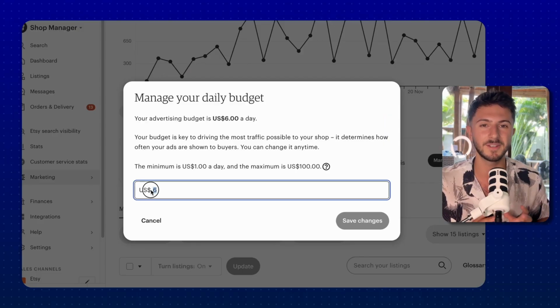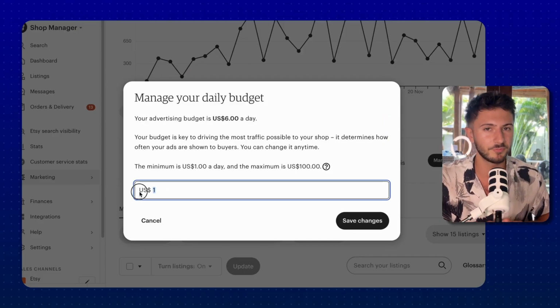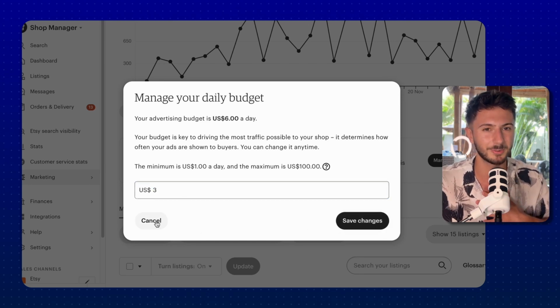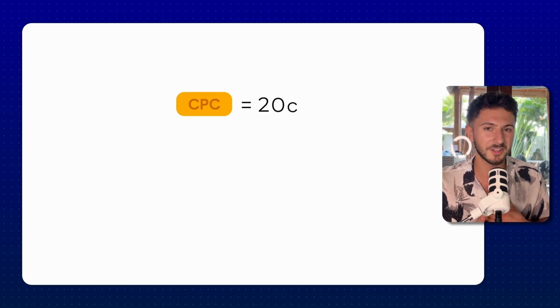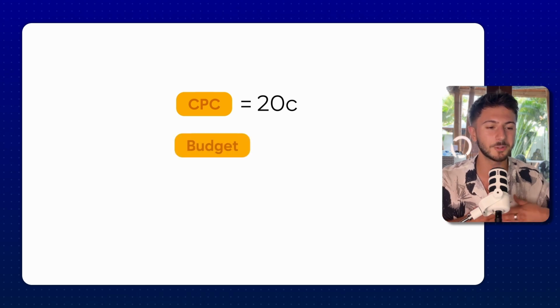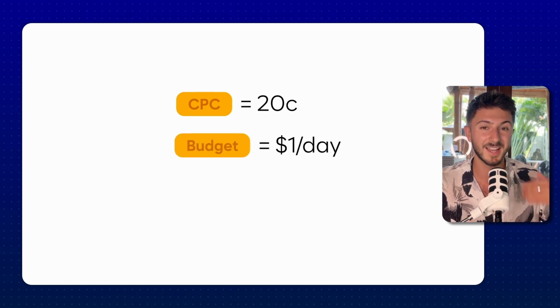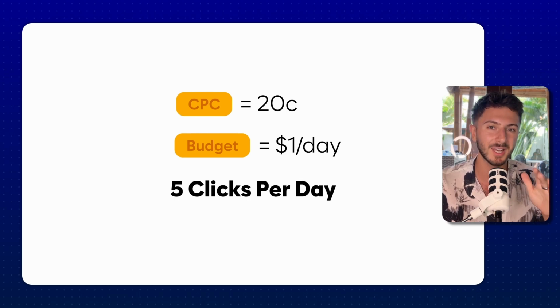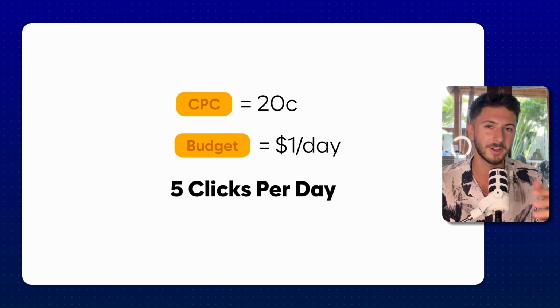And so when I talk about the first phase, this is purely just testing. I like to use a very low budget. And this is something between say $1 to $3 per day. Again, this is just me personally. I think this works well. And so say that you have a cost per click of say 20 cents and you're advertising all of your listings at $1 a day. This should give you a minimum of 5 clicks per day on your products. So 5 interactions, 5 visits to your store.